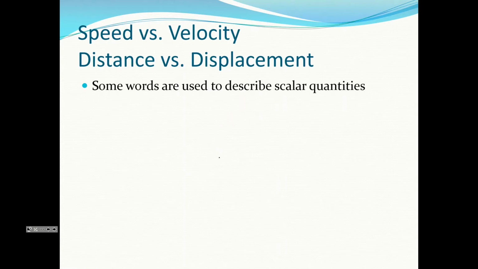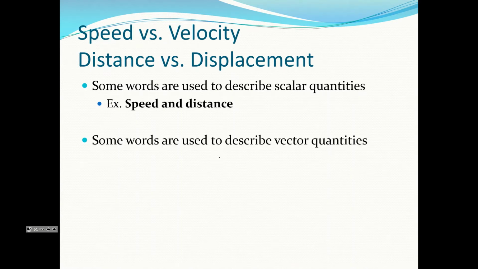Okay, so some words are used to describe scalar quantities. So speed is just how fast you're going. Distance is just how far you go. Some words are used to describe vector quantities. So if I want speed but with a direction, it's velocity, 10 meters per second east. If I want a distance but with a direction, I call that displacement.